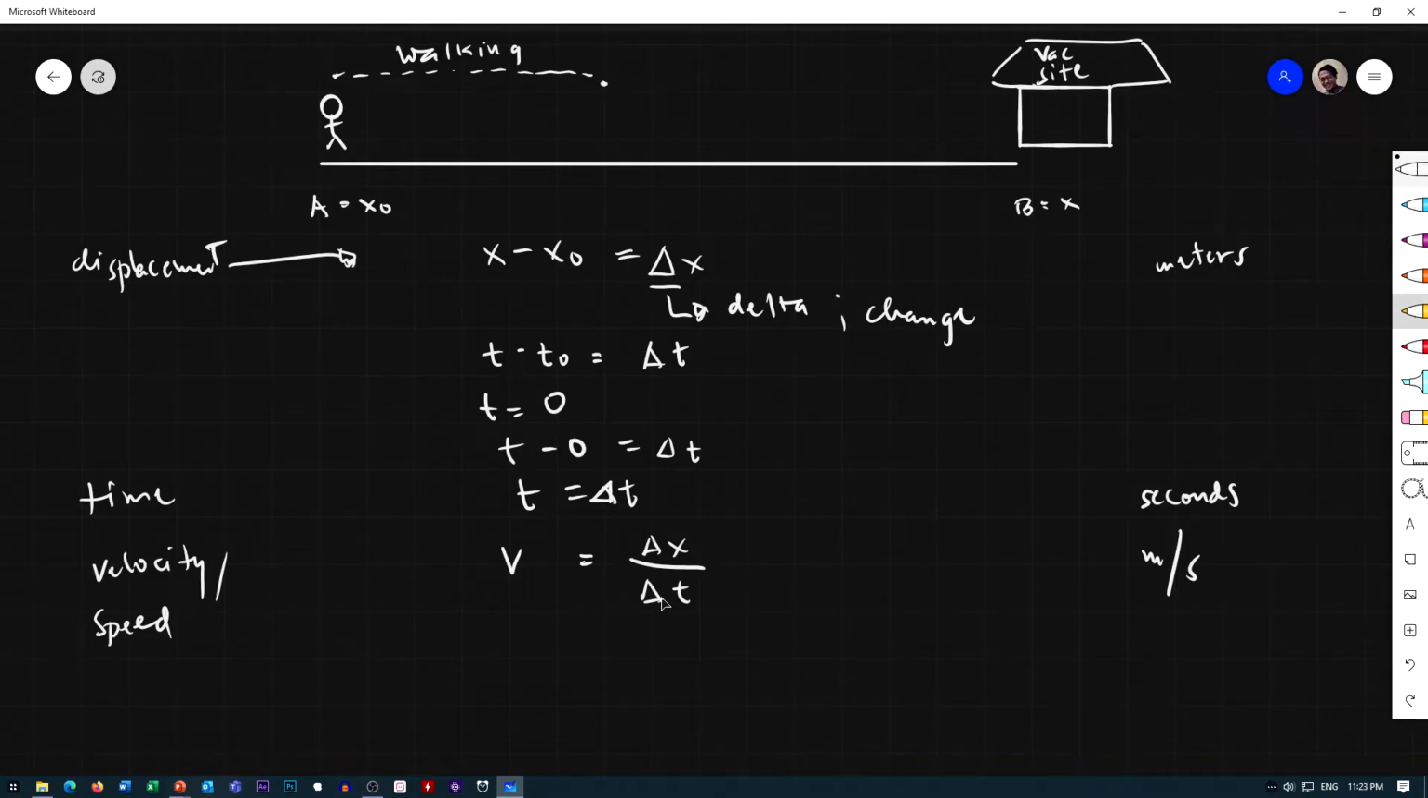And then you immediately saw that there are a bunch of people in the vaccination site. And of course, you want to grab your slot as well. So from this point, going to this point, you started to run. So there's a change in velocity, right?